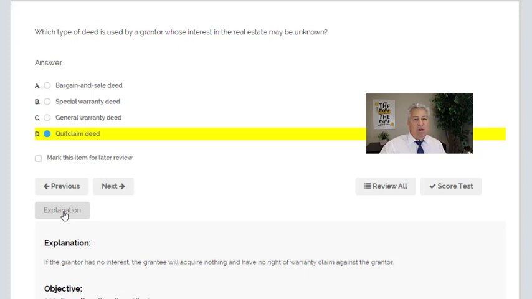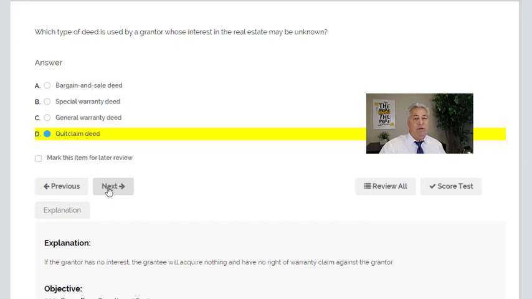Somebody had a relative pass away. We think this person owned this piece of land, but we're not sure. Can't give you a general warranty deed to pass ownership to you. That has all kinds of promises of ownership that go along with it. But a quitclaim deed says whatever ownership the prior owner had, you now have. If they had no interest, you have no interest. If they did own the property, you now own the property. That's a quitclaim deed.